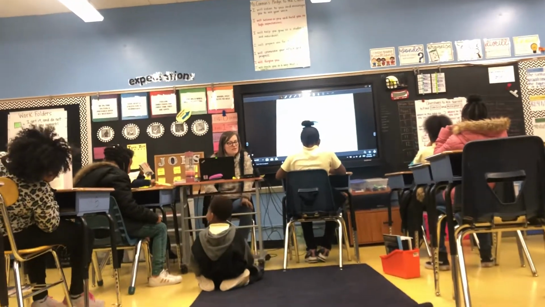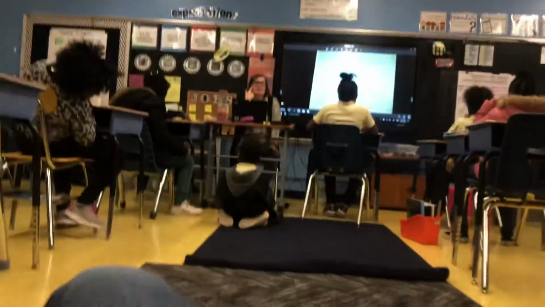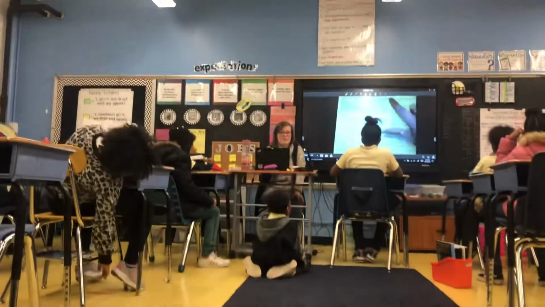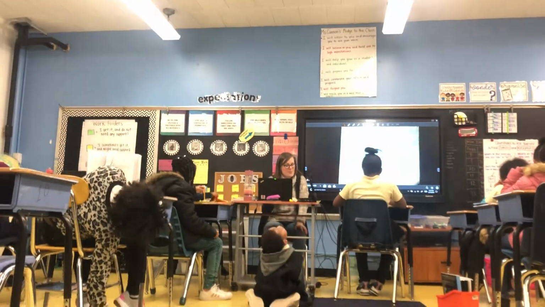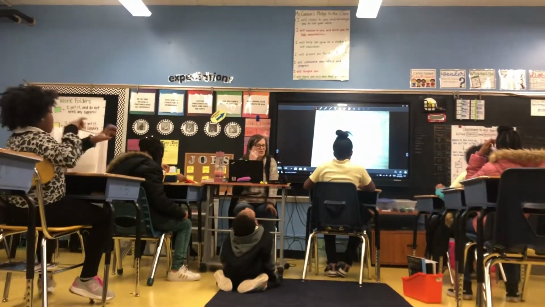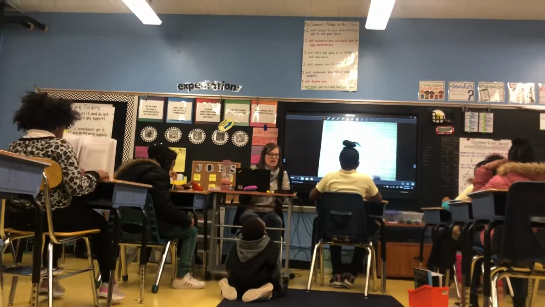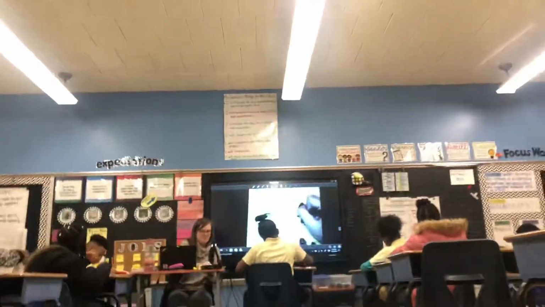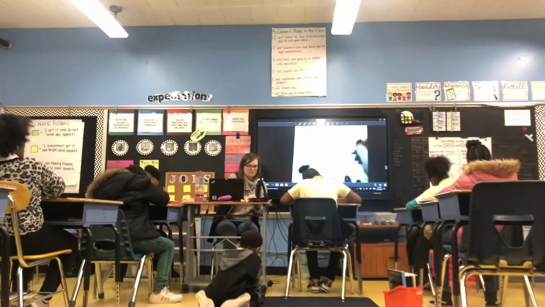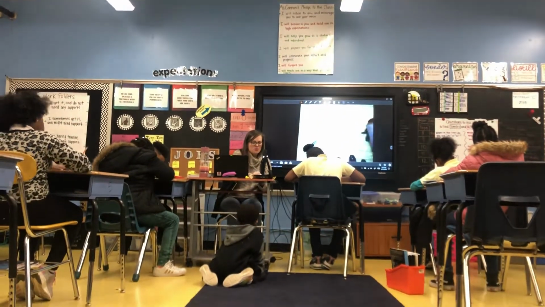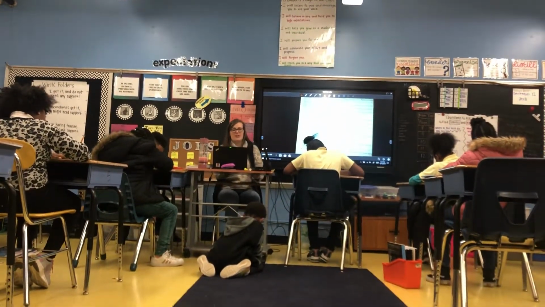So writers use figurative language to paint a picture in the reader's mind. And we talked about that up here in our objective. When we as readers paint pictures in our mind, we are visualizing what is written in the text.